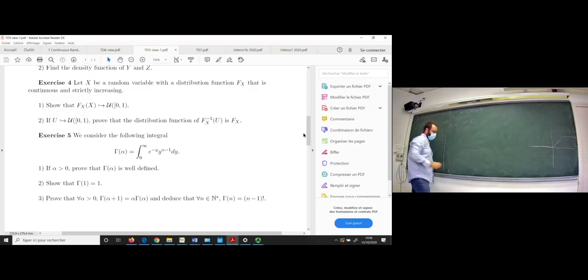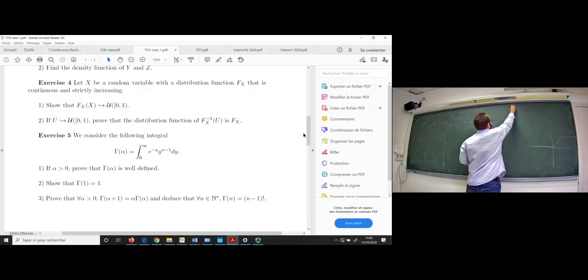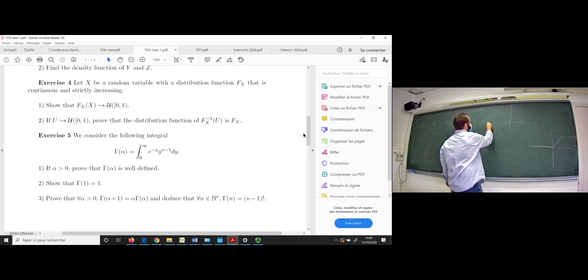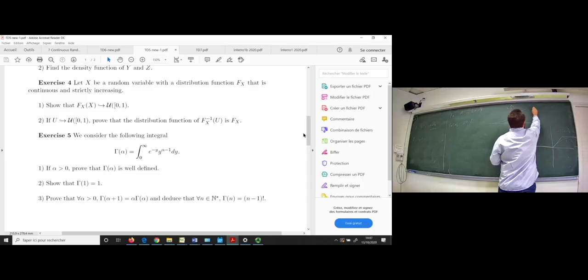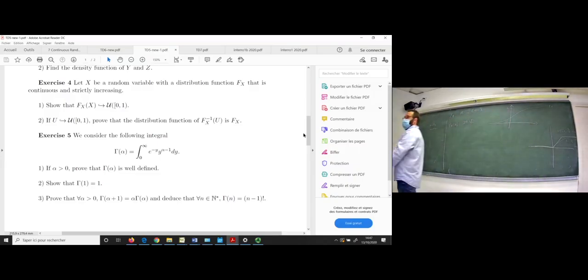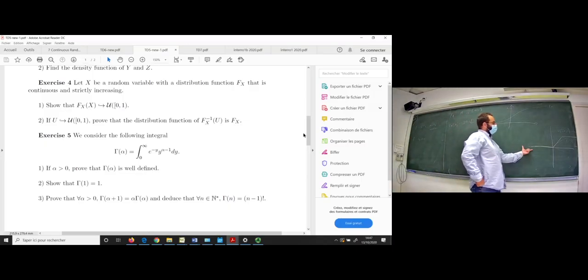So if I want to plot something, I can do this picture. You will have, for example, something like this. It's a bad picture, but you understand what I mean. My limit at minus infinity would be 0, my limit at plus infinity would be 1, and it is strictly increasing. So I am not in these situations, because it is not strictly increasing there, but I have something like this.